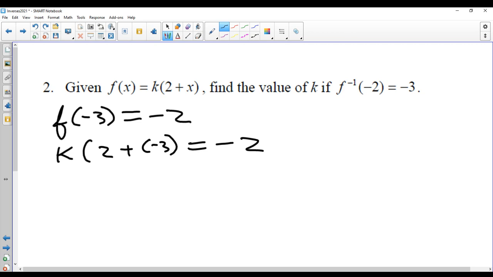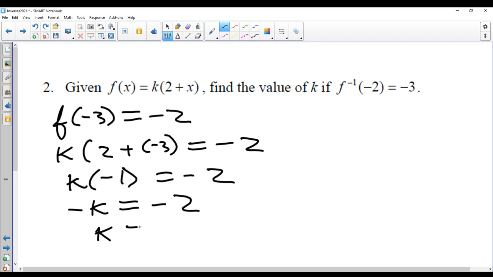Okay, all right. So we just need to solve this now. Minus 2 plus 3 is minus 1. So minus 1k is equal to minus 2, which means that minus k is equal to minus 2, so k is equal to 2. Just divide both sides through by minus 1 now. K is equal to 2. That's all we need. That's it.